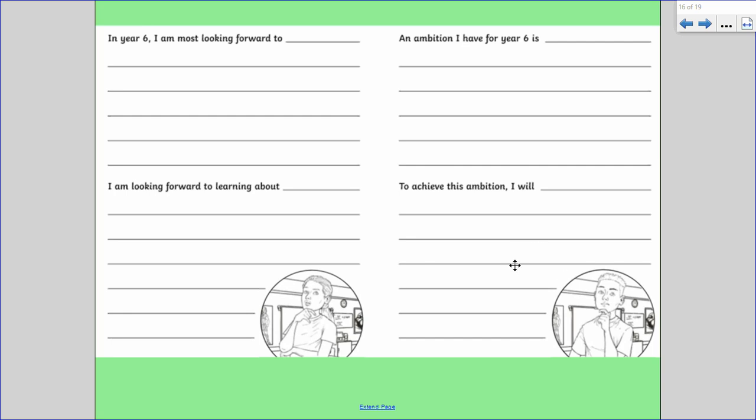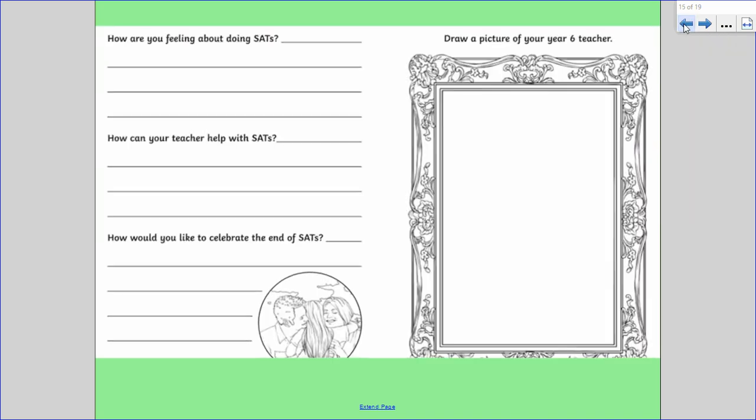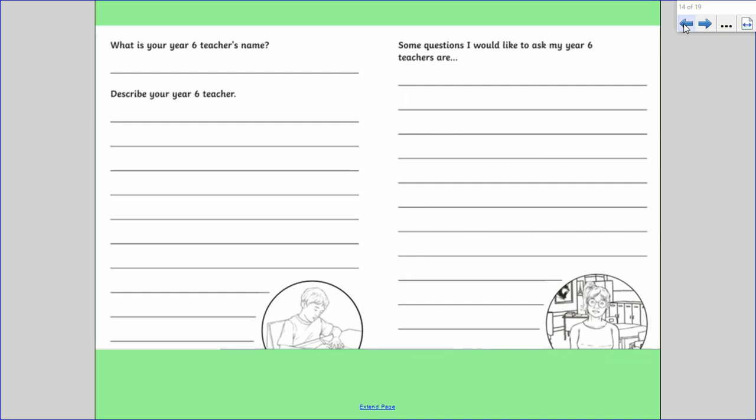And your new teachers will like to look at those. Okay, and that's it. And if you want to include anything else, then you are more than welcome. So it is all about your questions, what you're looking forward to, what you're looking forward to learning about, your ambitions, what you're hoping to achieve next year, whether that's in Year 6 or Year 7. So I'll just flick through the headings again so you can pause and make note of those.